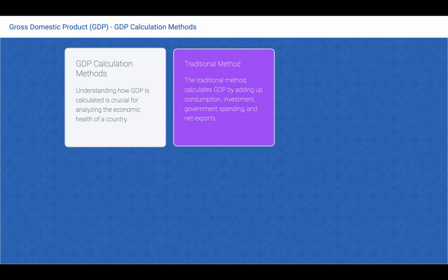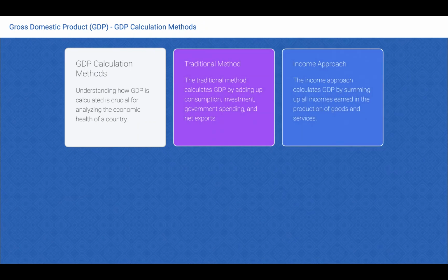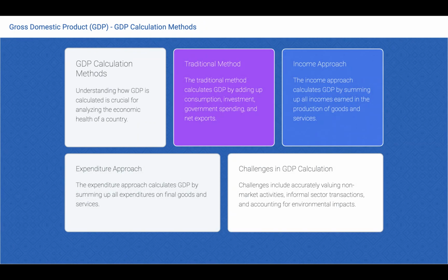DIPT calculation methods involve various approaches such as the traditional method, income approach, and expenditure approach. Each method has its own challenges and considerations. Understanding these methods is essential for analyzing a country's economic performance.